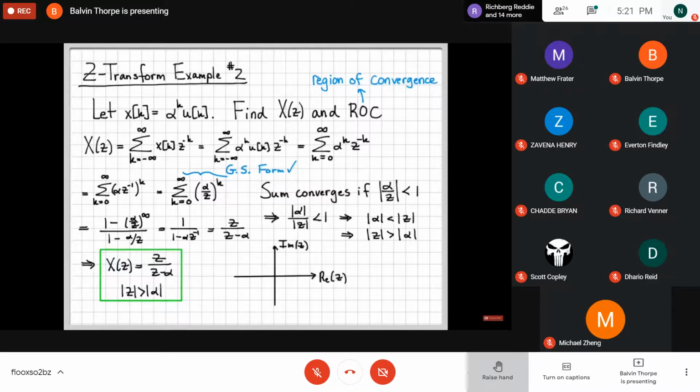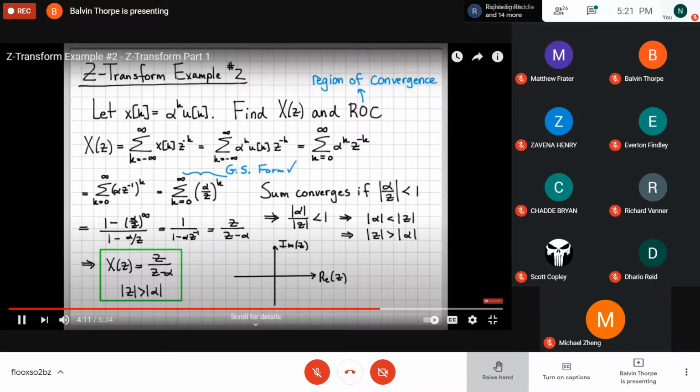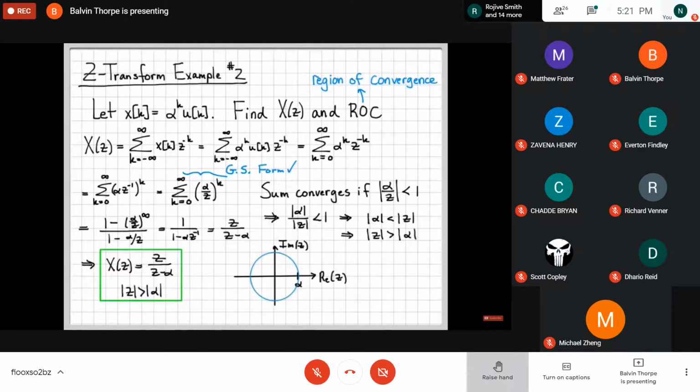I can actually plot that region of convergence in the complex plane, or the z-plane, however you want to say it. Let's say that alpha, for now, is just a real valued quantity, so it's on the real axis. All the values of z whose magnitude is larger than alpha is the shaded region right here. All these points that I've shaded in orange are outside the circle that has a radius of alpha. So all of these points in the z-plane are the points whose magnitude is larger than the magnitude of alpha. So this is what the region of convergence looks like for this particular problem.